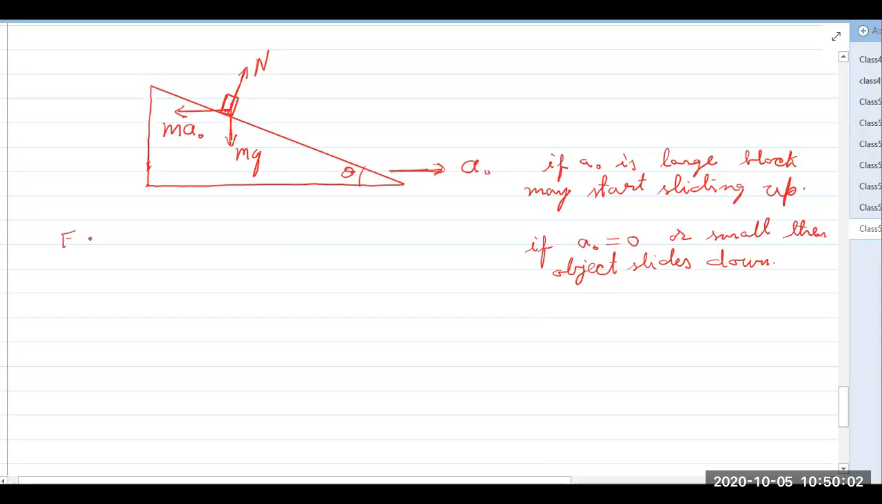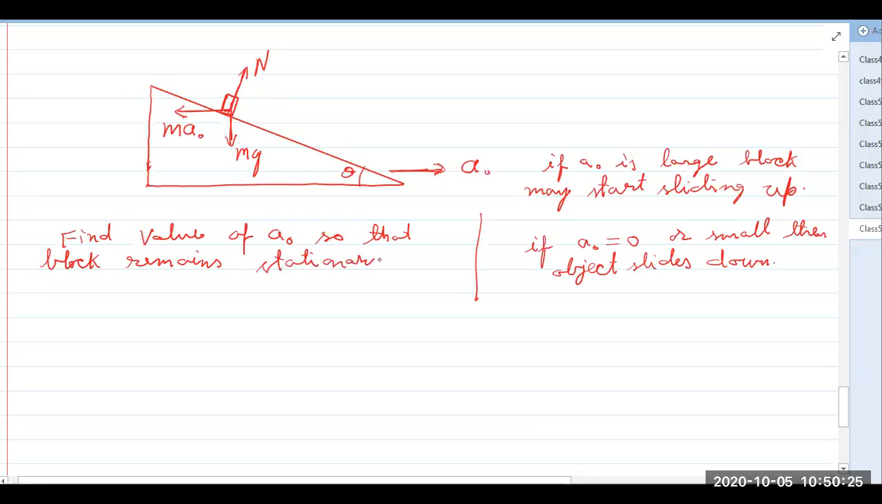So find the value of a naught so that the block remains stationary on the wedge. The triangular object is called a wedge. So on the wedge, the block remains stationary. These are the three forces, and to remain stationary, the net force has to be balanced.